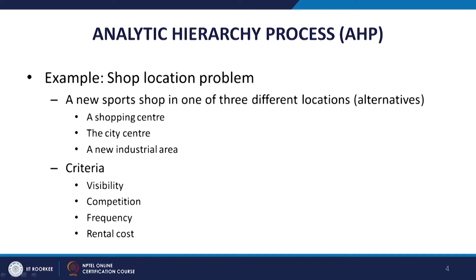If we look at the criteria that could be useful for this decision problem, these criteria could be visibility, competition, frequency and rental cost. If we are looking to characterize these alternatives, what these alternatives are about: typically a shopping center is the place where there are more people, more shops, and a generic kind of customers and people would be coming to these shopping center locations.